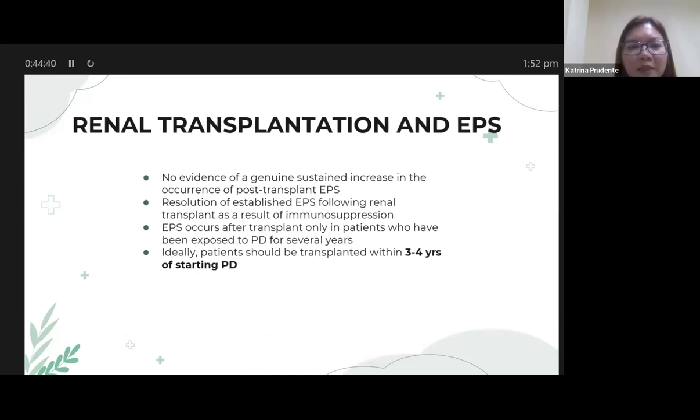For renal transplant and EPS, there is no evidence of a genuine sustained increase in the occurrence of post-transplant EPS. And the resolution of established EPS following renal transplant as a result of immunosuppression. And EPS can also occur after transplant in patients who have been exposed to PD for several years. And ideally, patients should be transplanted within 3 to 4 years of starting PD.